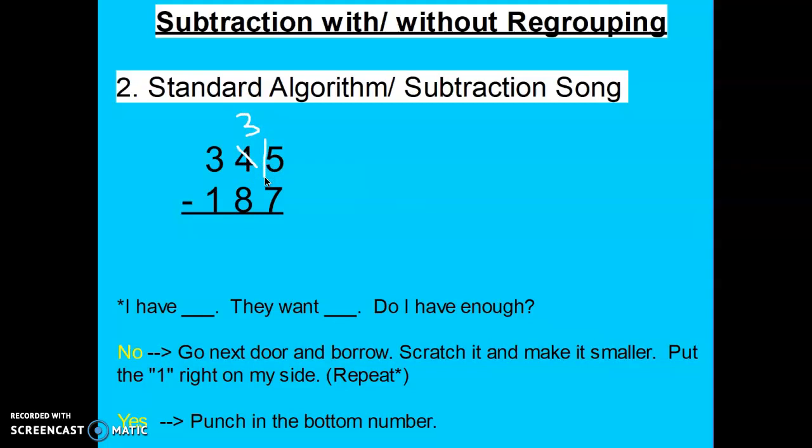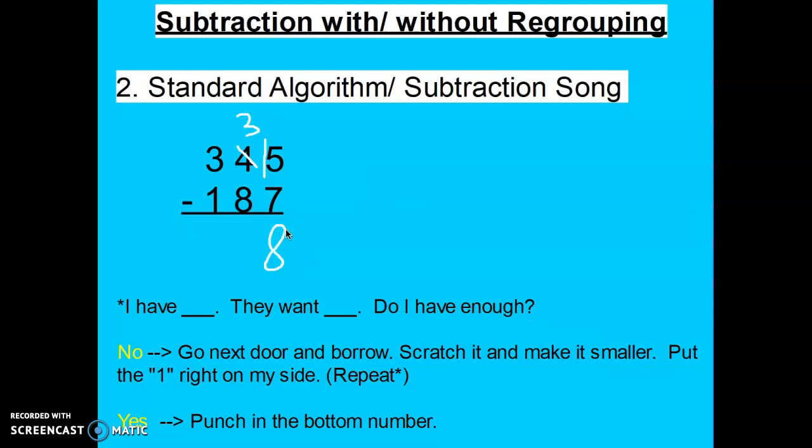We're going to repeat the ones place now after we regroup. I have 15, they want 7, do I have enough? Yes. Punch in a bottom number. The bottom number is 7, so we're going to punch in 7 with our fist, and we're going to count up until 15. So the first number a student should hold up with their finger is 8, because 8 comes after 7. So punch in 7, and we count up 8, 9, 10, 11, 12, 13, 14, 15. The students should have 8 fingers holding up, and therefore, in your ones place, you have 8.